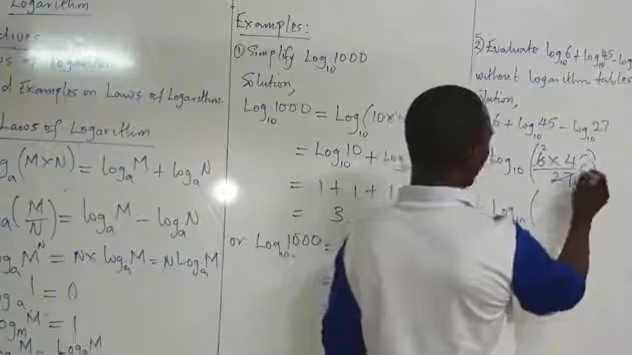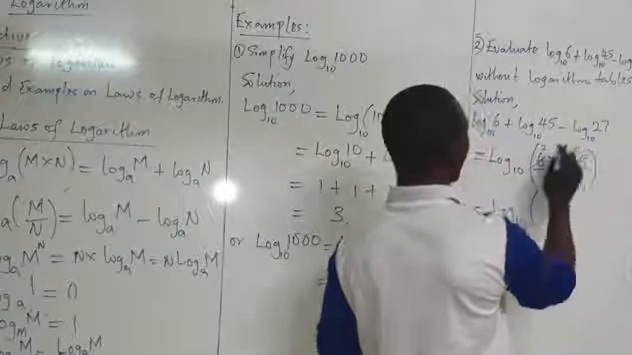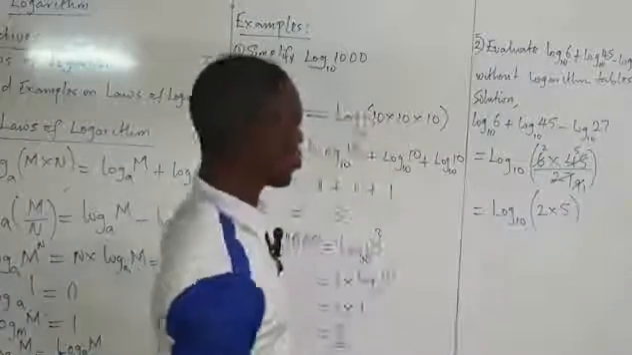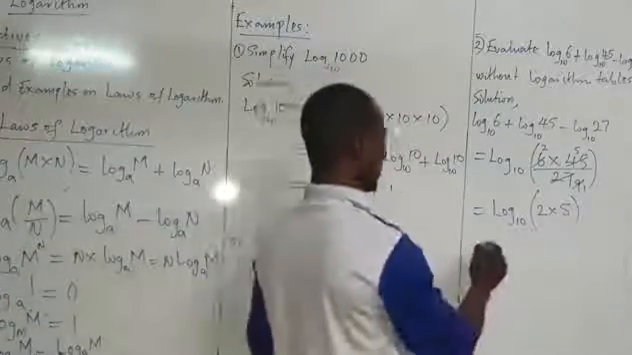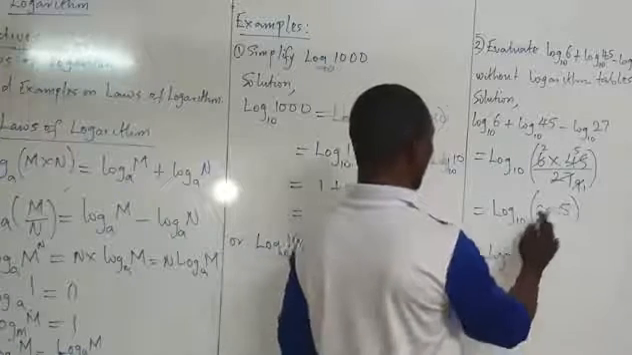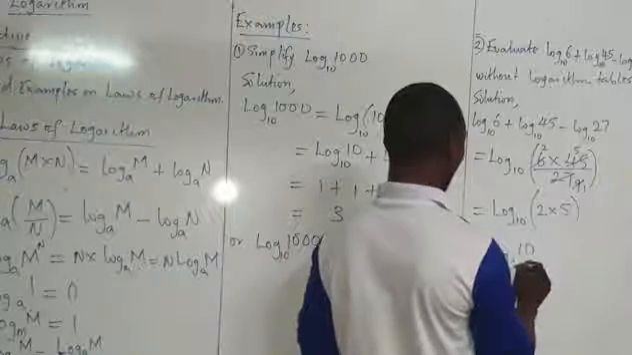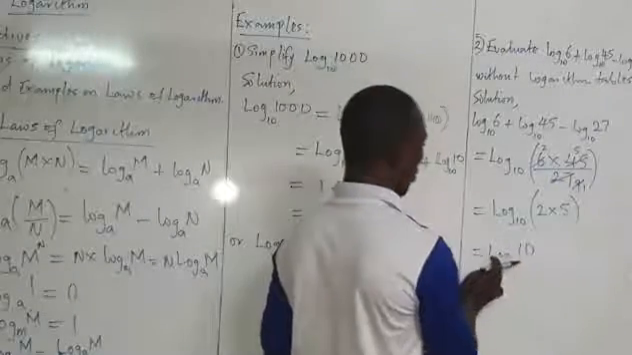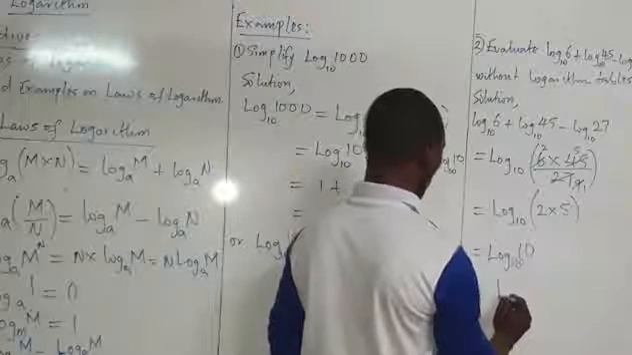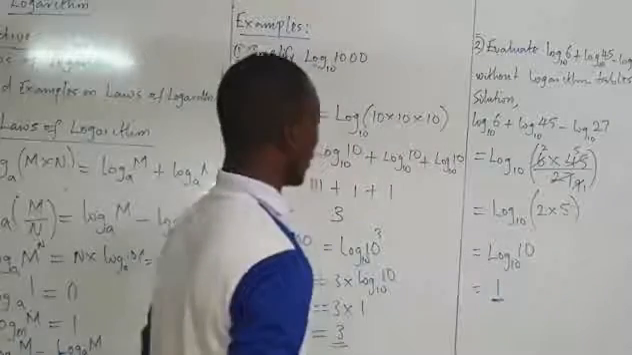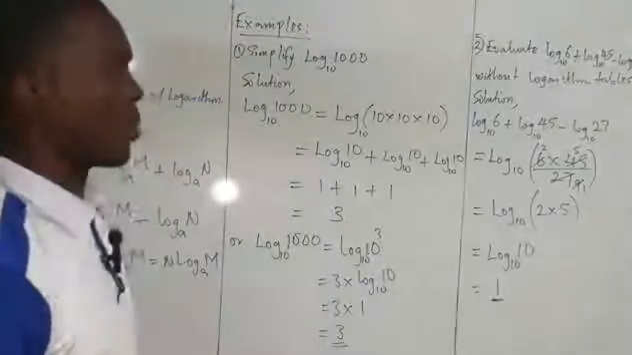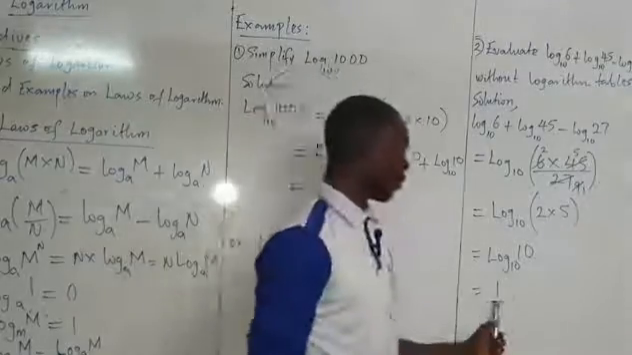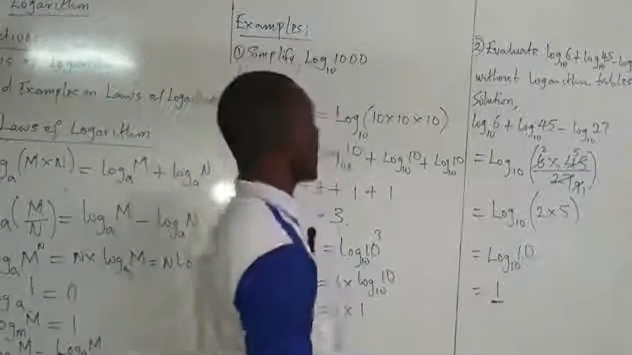So which is equal to log base 10 of, 3 into 27 is 9, 3 nines, then 9 into 45, 9 fives. So we are left with 2 times 5. So that is log 2 times 5 base 10. So which is equal to log, 2 times 5 is what? 10. Then base 10. Log 10 base 10 is what? When the number and the base are equal, the log will be equal to 1. So it means log 6 base 10 plus log 45 base 10 minus log 27 base 10 equals 1. So this is example 2.